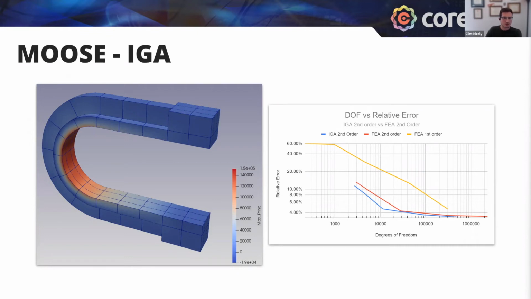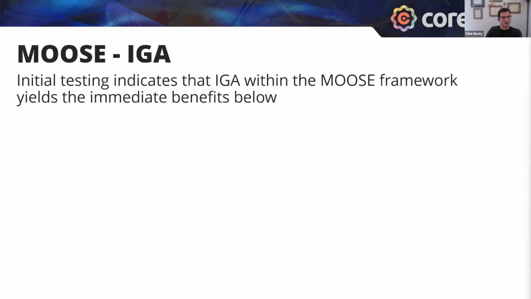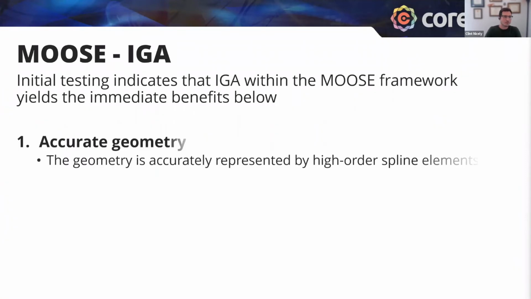But we are working on trying to make sure that we can involve some sort of an immersed approach as we move forward. So let's wrap up with what we've seen so far on our initial testing and evaluation of MOOSE IGA. One of the first ones that we've seen is that it gives us accurate geometry, by the use of higher order spline elements.